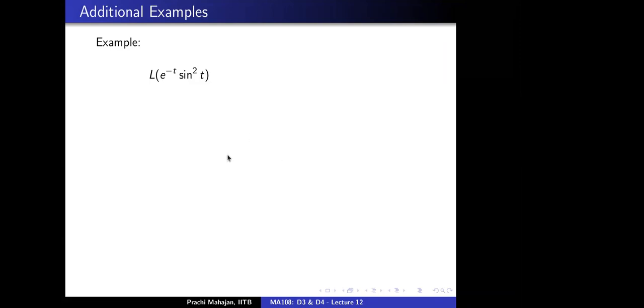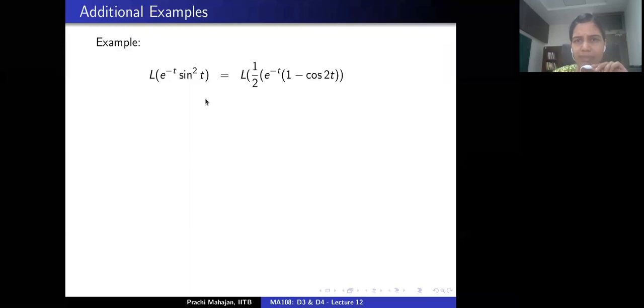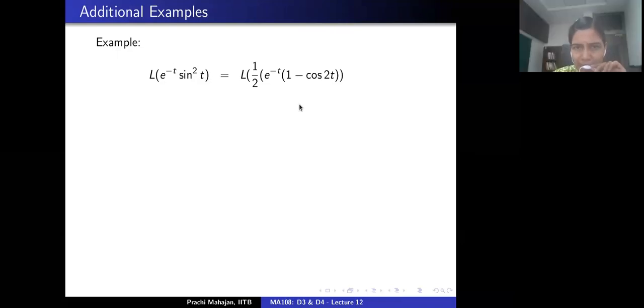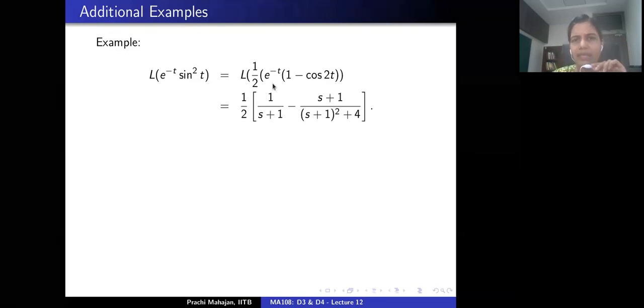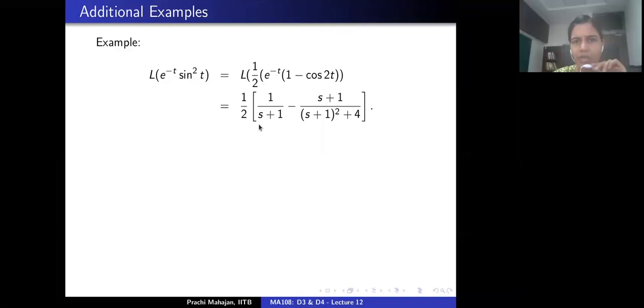So we need to take care of the function sin^2 t. One way is to rewrite sin^2 t as (1 minus cos 2t) by 2, and now use the linearity of the Laplace transform. We know how to fix this. So this is the Laplace transform of e^(-t)/2, which is 1 upon s plus 1, and the Laplace transform of e^(-t) cos 2t, you write down.